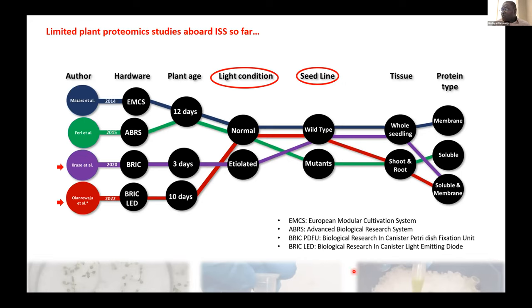The two proteomic studies indicated with arrows were conducted in our lab by Cruz et al. in BRIC-PDFU, where the plants grew in the absence of light and in the absence of gravitational cue, and the other one conducted by Olanrewaju et al. had plants growing in the BRIC-LED hardware, where they grew in the presence of light while in space. Also, it is important to note that there was a difference in the seed line. The proteomic experiment conducted by Ferl et al. in 2015 was on a mutant, whereas the other three data sets were on wild type Columbia-0.